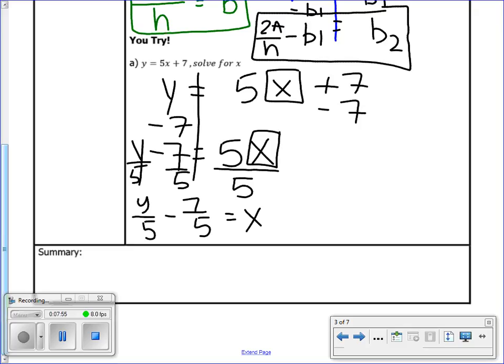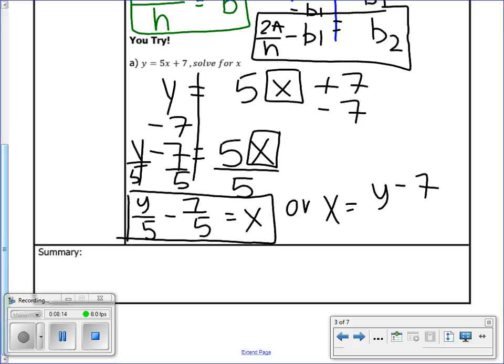Now, if you could reduce either of these fractions, you would. I cannot reduce y over 5, and I can't reduce 7 over 5 either. So this is my final answer. Or you could also have x equals y minus 7 all divided by 5. This is also a possible answer choice. Okay, so just be aware. It can all be divisible by 5 because this denominator is the same between each term.